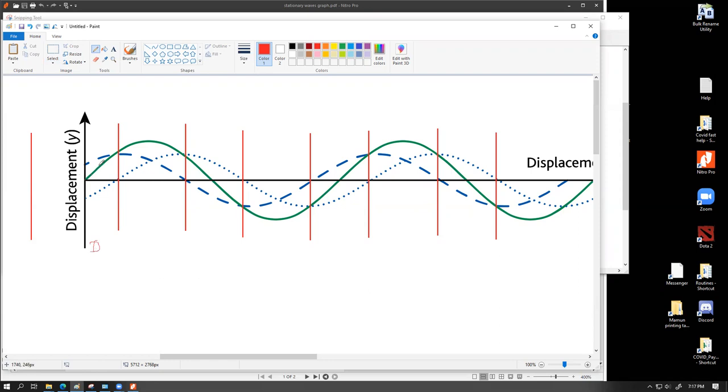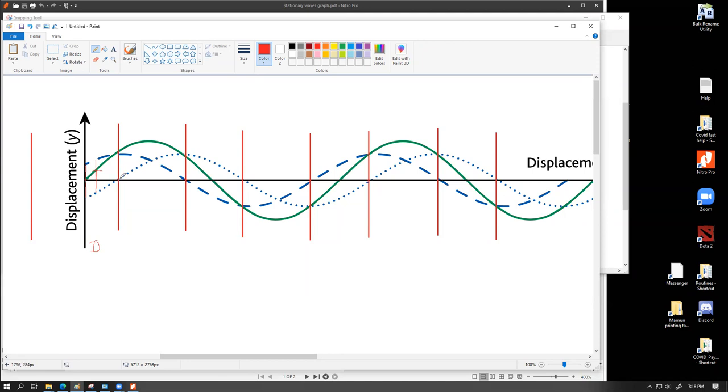The green wave is basically the sum of the two individual amplitudes. What I want you to understand is that here the dash wave has an individual displacement of this much, the dotted wave has a displacement of this much, and you add these two up, you get zero. At this other point, the dash wave has a positive displacement of this much, where the dotted wave has a negative displacement of this much. So if you add these up as vector quantities, you end up with this much. This is basically the sum of the two displacements plotted.